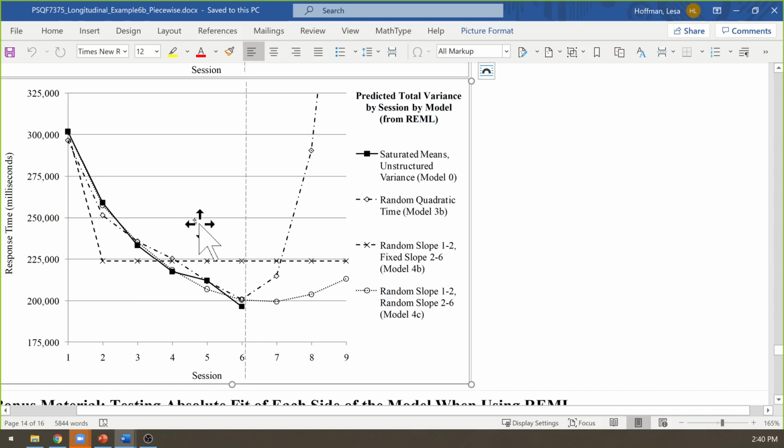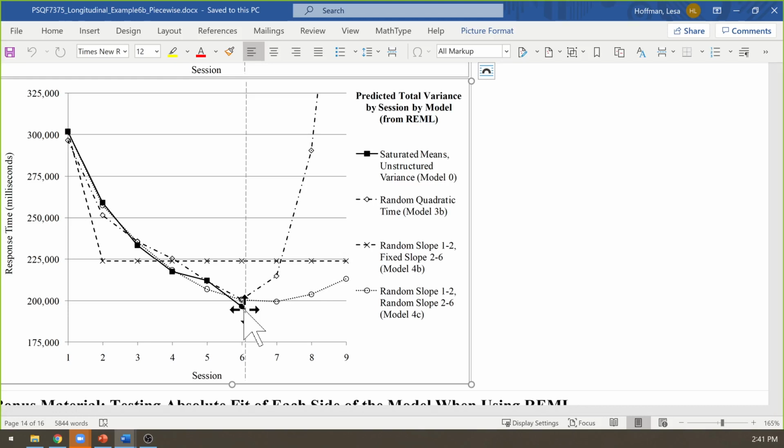And so putting the two together, my random slope 1, 2, random slope 2, 6 model gives me this overall curve that looks kind of quadratic, but actually it's two different kinds of quadratic because it's two different sets of random slopes. So this looks pretty good, right? It's not terrible. It looks plausible anyway.